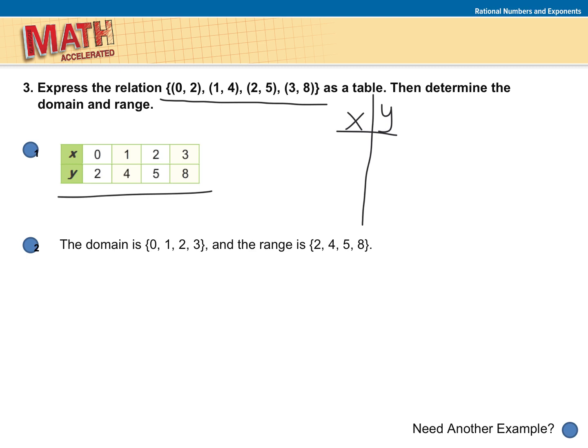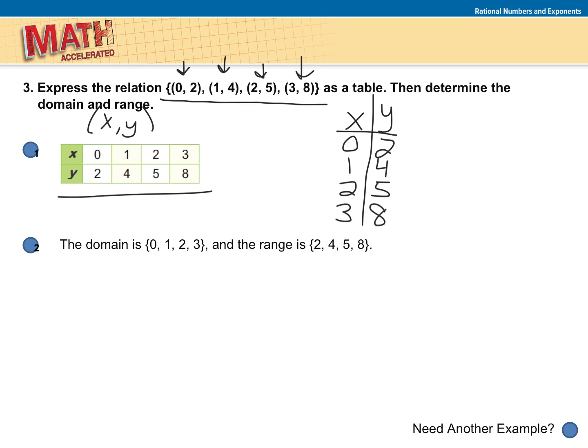Okay? So take one coordinate at a time, one ordered pair. So I'm on this one, 0, 2. What's my X value? Because remember it goes X, Y. So 0 is my X. What's the Y? 2. So they go together in the table, next to each other. What's my next X value? 1. 4 goes with 1. What's the next one? 2, and then 5 goes with 2. And then my last one, 3, and 8 goes with 3.